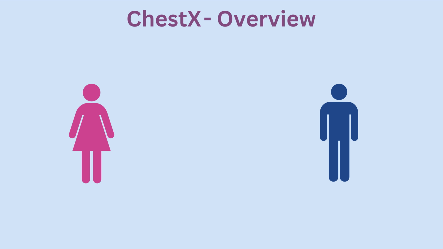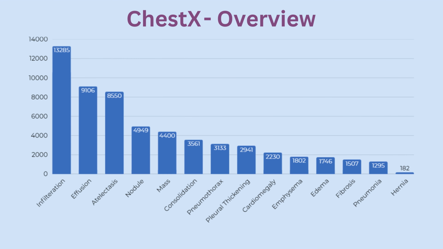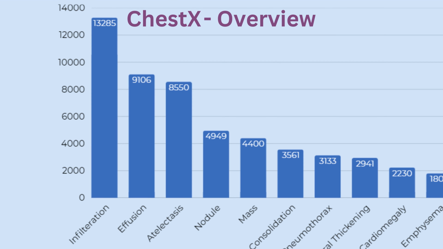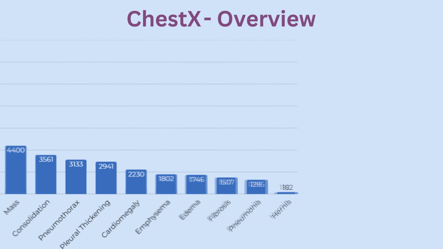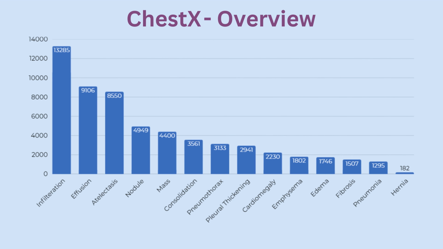The ChestX dataset reflects a diverse group of patients, with 56% male and 44% female representation. However, when we look at disease categories, we notice a significant imbalance. Some diseases have abundant samples, while others are underrepresented, posing challenges for training balanced machine learning models.